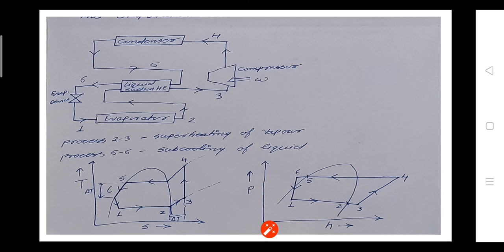Here you see the temperature difference. From point 5 to 6, the delta T means the subcooling of the liquid of the condenser takes place. Here the temperature difference is between point 2 and 3. Similarly, the same cycle is represented on the pH chart. Now we'll see what will happen to the COP, or what is the effect of adding this extra equipment, the heat exchanger, on the performance of the VCR cycle.